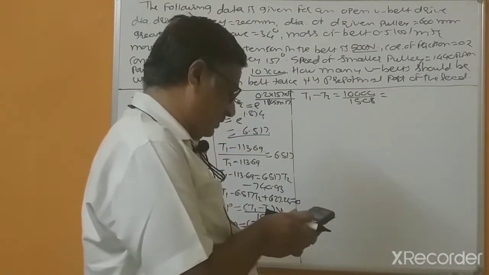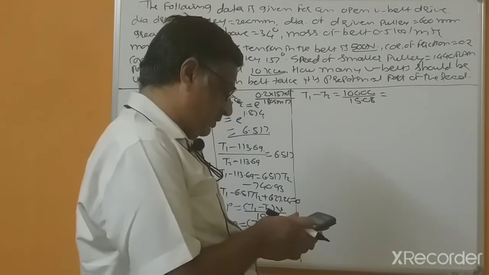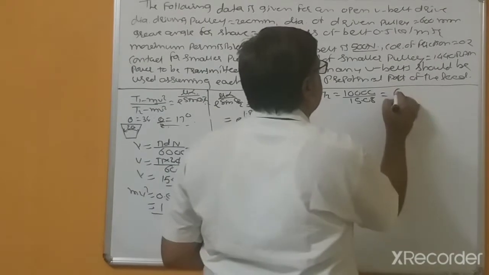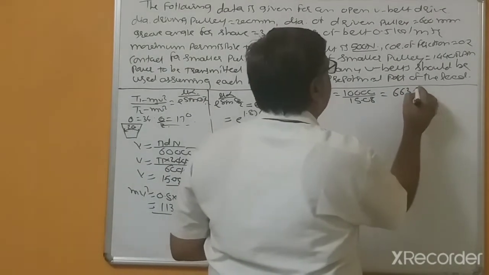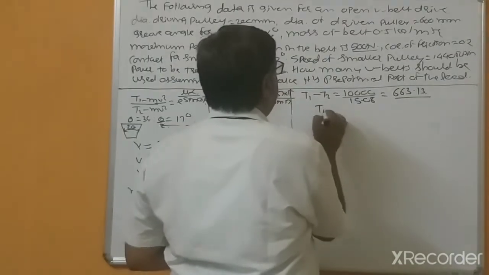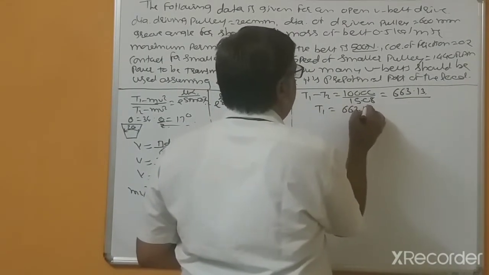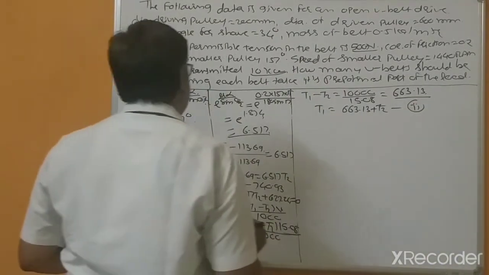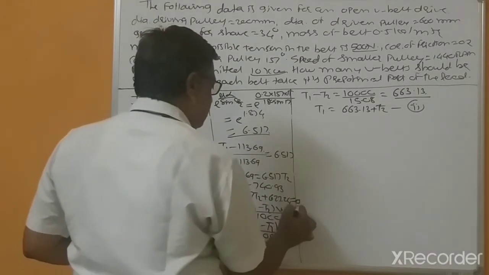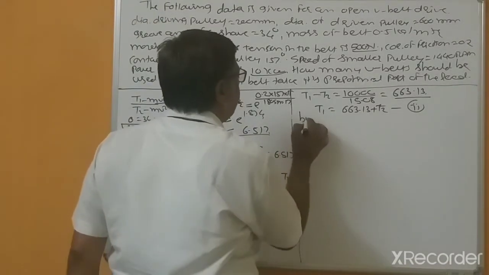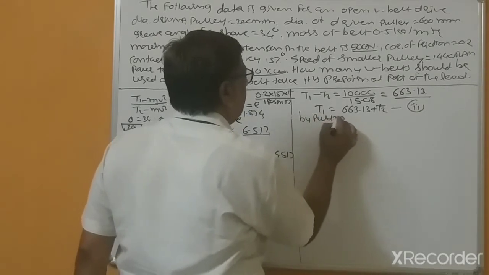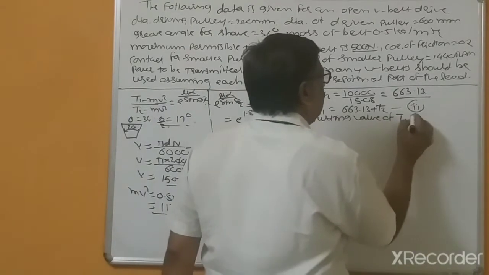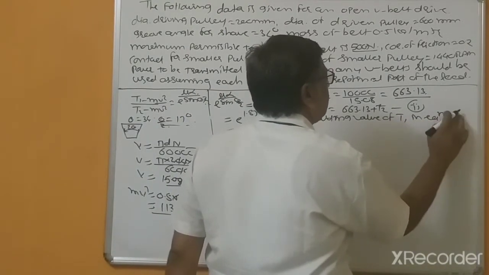This second equation, divided by 15.08, is equal to 663.13. Now T1 equal to 663.13 plus T2. So this is the second equation and the earlier one is the first equation. Now by putting the value of T1 in the first equation.